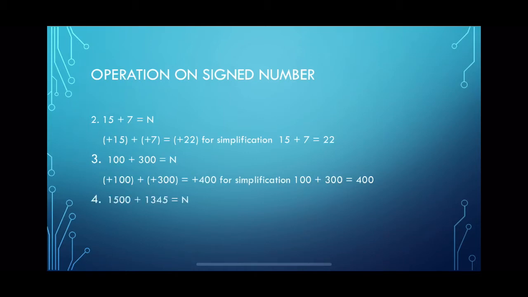For number 4, 1,500 plus 1,345 is equal to n. It is actually written as positive 1,500 plus positive 1,345 is equal to positive 2,845. For simplification, we simply write 1,500 plus 1,345 is equal to 2,845.